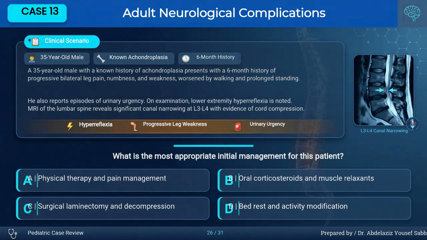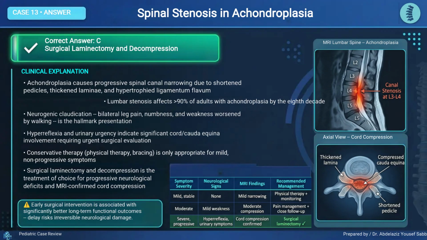Option A, physical therapy and pain management. Option B, oral corticosteroids and muscle relaxants. Option C, surgical laminectomy and decompression. Option D, bed rest and activity modification. The correct answer is option C, surgical laminectomy and decompression.